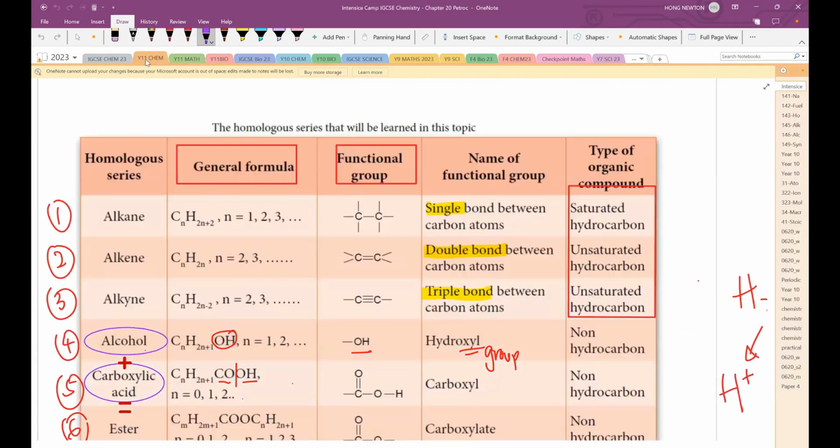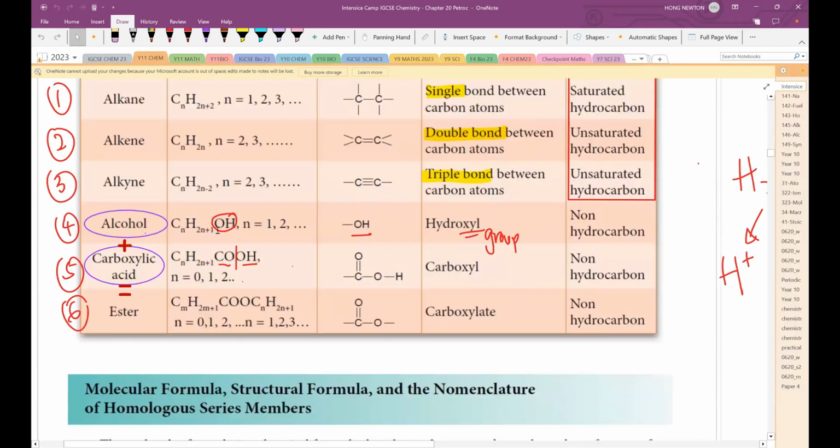Look here, my page cannot write any longer. Alcohol is CnH2n. Instead of plus 2, alcohol becomes plus 1. Then don't forget the OH at the back. Don't be too excited: the teacher says CnH2n plus 1, then you forget the hydroxide. The OH you still have to follow. Then same thing, go to here. What is the tail? The carboxylic acid is also CnH2n plus 1, but it has the COOH.